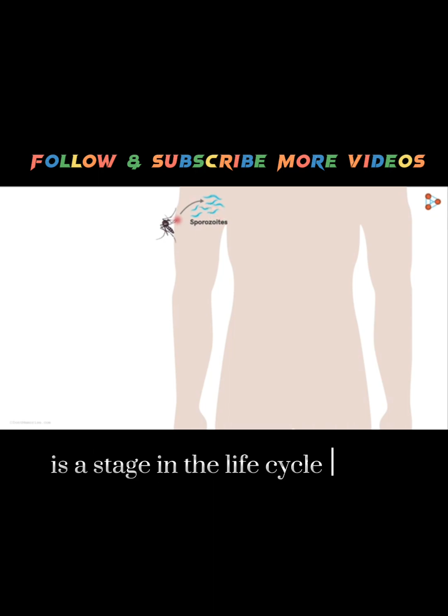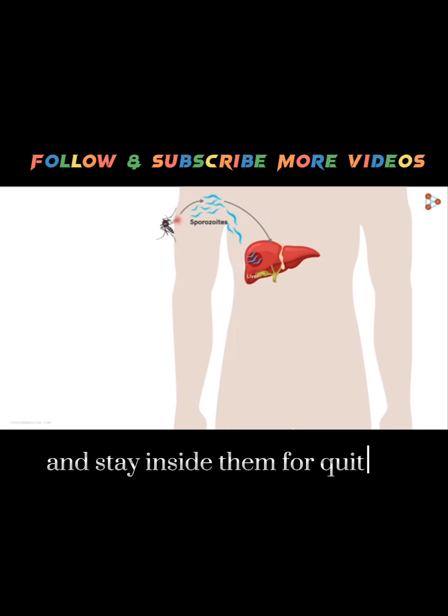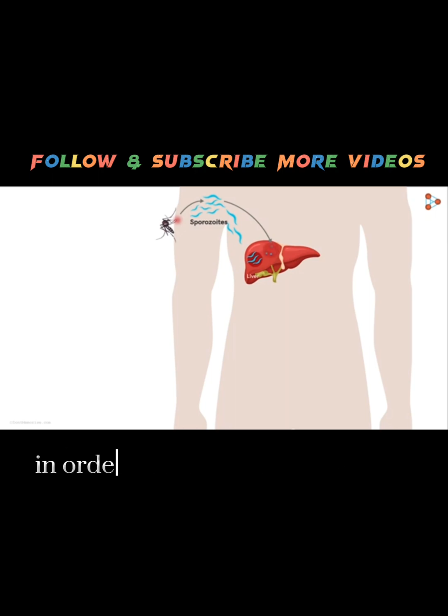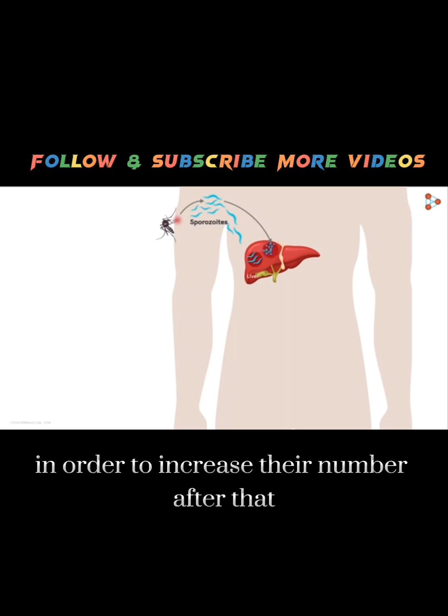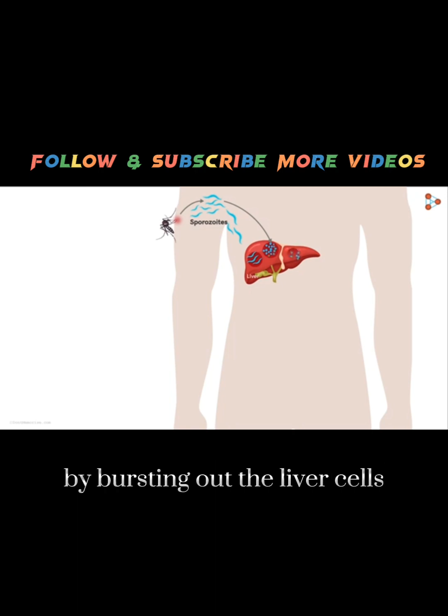Sporozoites is a stage in the life cycle of the Plasmodium. At this particular stage, they are capable of causing an infection in the human body. And how do they do that? Once they enter the bloodstream of the humans, they eventually reach their target, that is, the liver. Here, they attack the liver cells and stay inside them for quite a long time. They reproduce asexually in order to increase their number. After that, they release themselves back into the bloodstream by bursting out of the liver cells.